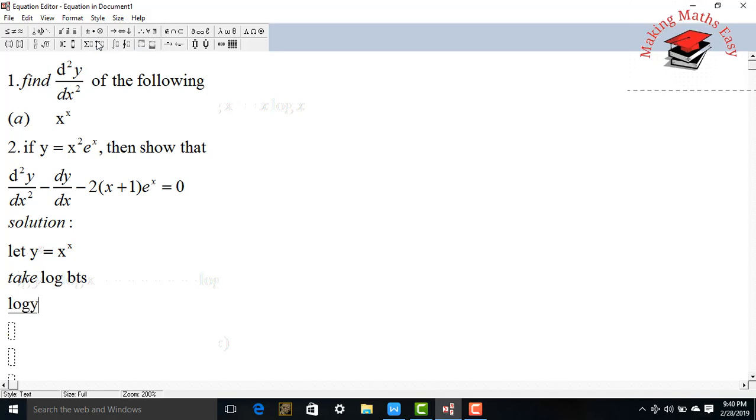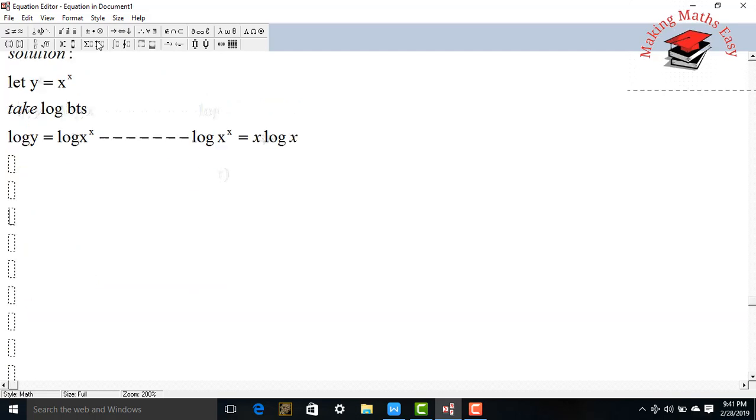So log y equal to log of x raised to x in this case. So we will use the logarithmic property, as the log of x raised to x is equal to x log of x in this case. So now we will differentiate it. So differentiating with respect to x in this case.